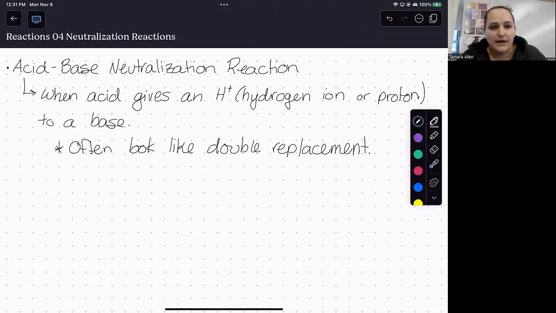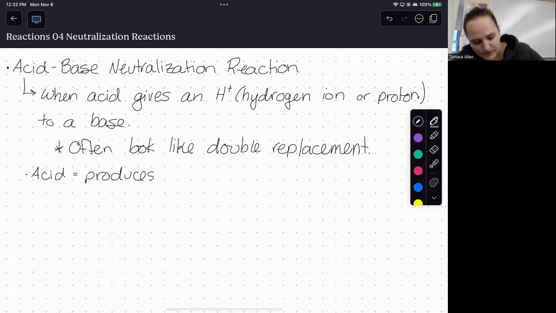So we want to be able to recognize when an acid-base neutralization reaction is happening, and to do that we need to recognize acids and bases and what those molecules actually look like. So an acid is a substance that produces hydrogen ions or protons, H+, in solution, and gives that H+ to a base in a neutralization reaction.